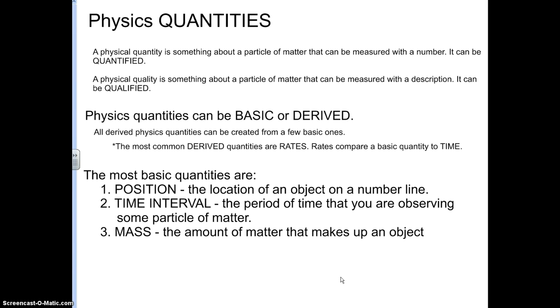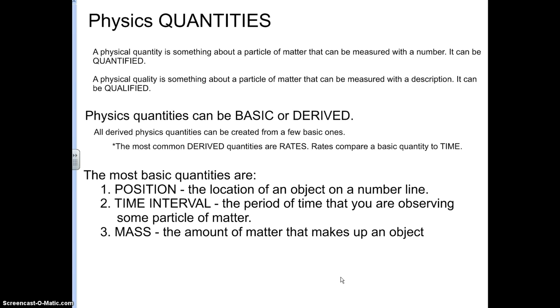We're going to talk about tons of physics quantities. So we're going to talk about force. We're going to talk about momentum. We're going to talk about how much energy it has. We're going to talk about what position it's at and how fast it's going. All of these are numbers that are measured. These are all things that are measured with a number, and so we call them physics quantities.